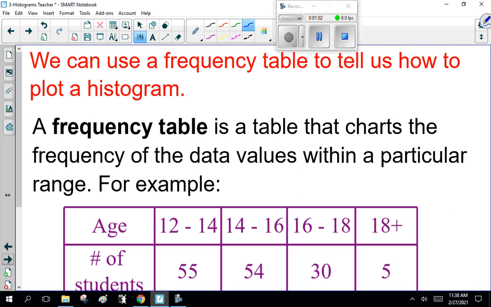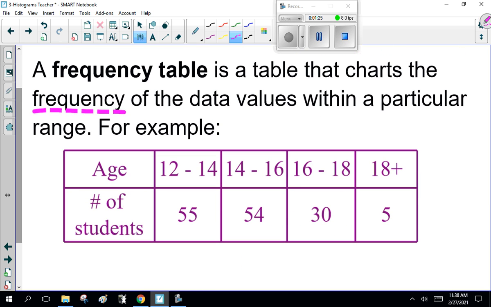Now, we can use a frequency table to tell us how to plot a histogram. A frequency table is a table that charts the frequency, or how often data values within a particular range show up. For example, you can see age, number of students. If we looked at students in the hallway at lunchtime, 12 to 14 would be 55. 14 to 16 years of age would be 54. 16 to 18 would be 30. And 18 plus would be 5.